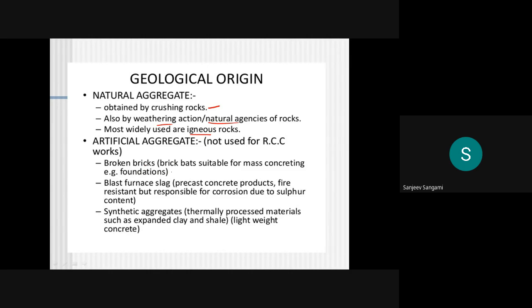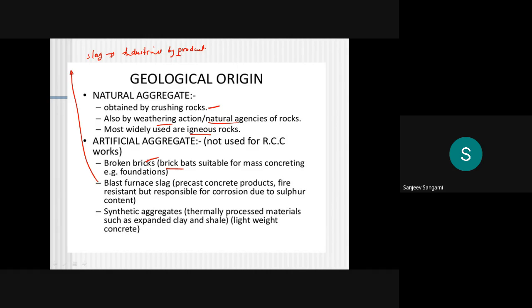Then artificial aggregates. Broken bricks are suitable for mass concreting and foundations; only for foundations can you use them. Then blast furnace slag. What is blast furnace slag? Slag is an industrial byproduct, any industrial byproduct.